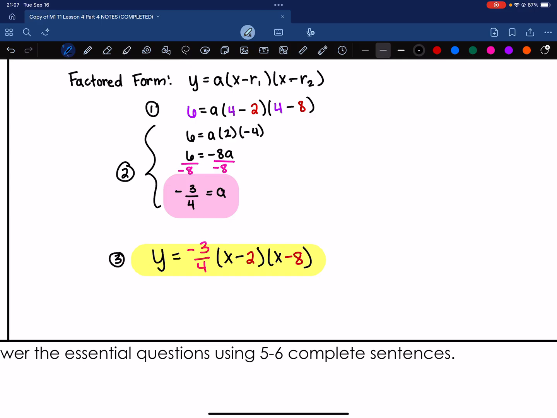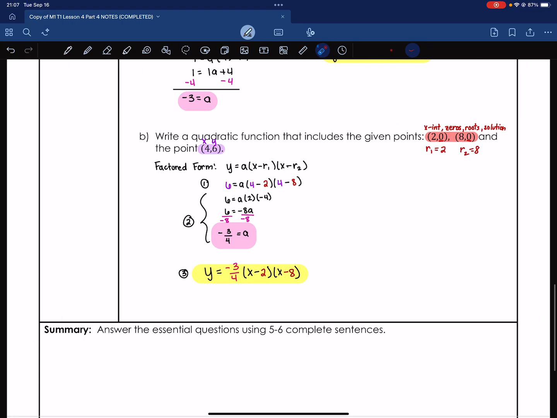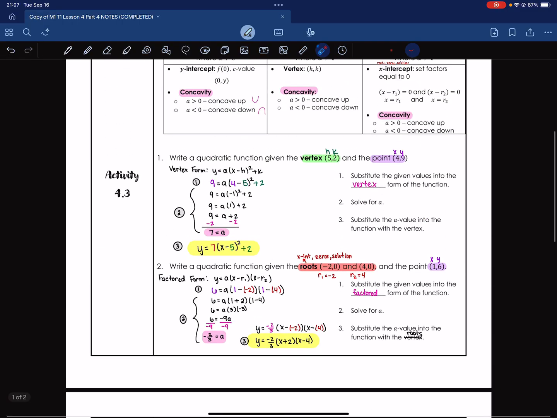So once again, based on our a value being negative, we know we have a concave down function. We do not know the vertex, but we could find it if we were asked. But what we do know is on a graph, it is going through the x-axis at 2 and 8. That is what we do know. Okay, so if you have any questions, please make sure you write this down and you ask in class.